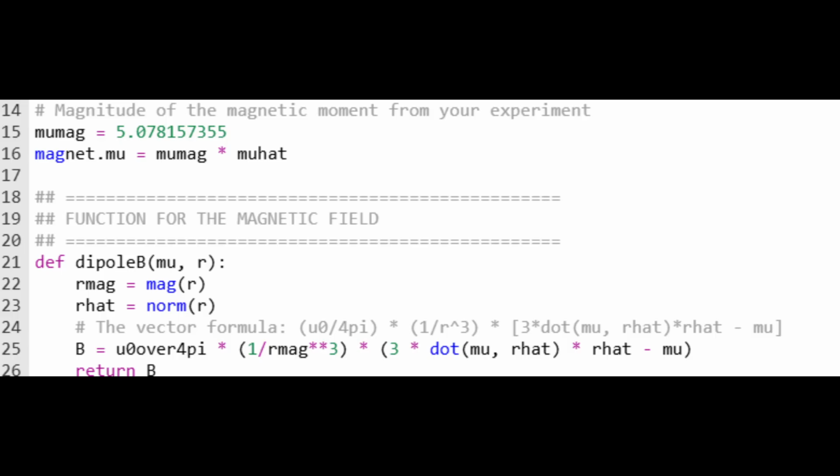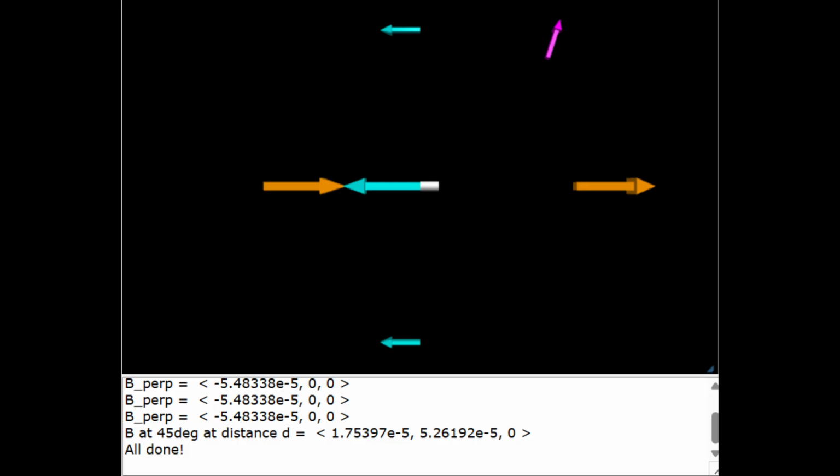Code. Here is the magnitude of the dipole plugged into the code along with the function that was defined to do calculations related to the field given off by the magnetic dipole. And here are the results of the lab. As you can see, the magnetic field at the 45-degree angle at the distance we found is here at the bottom.